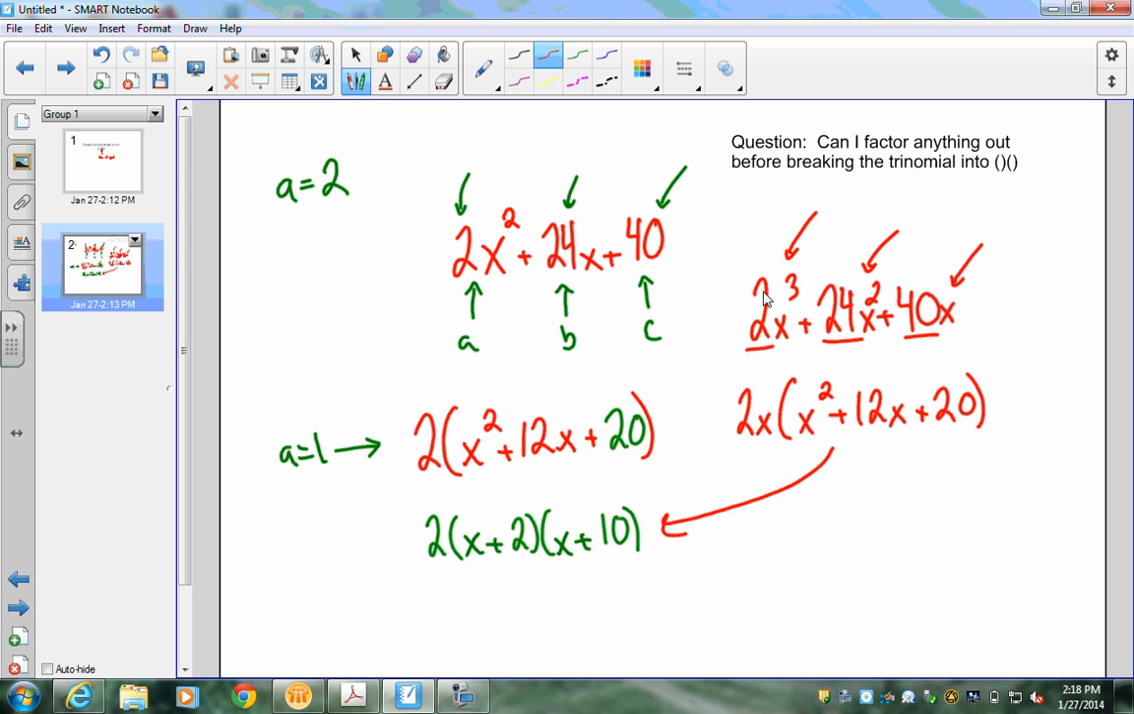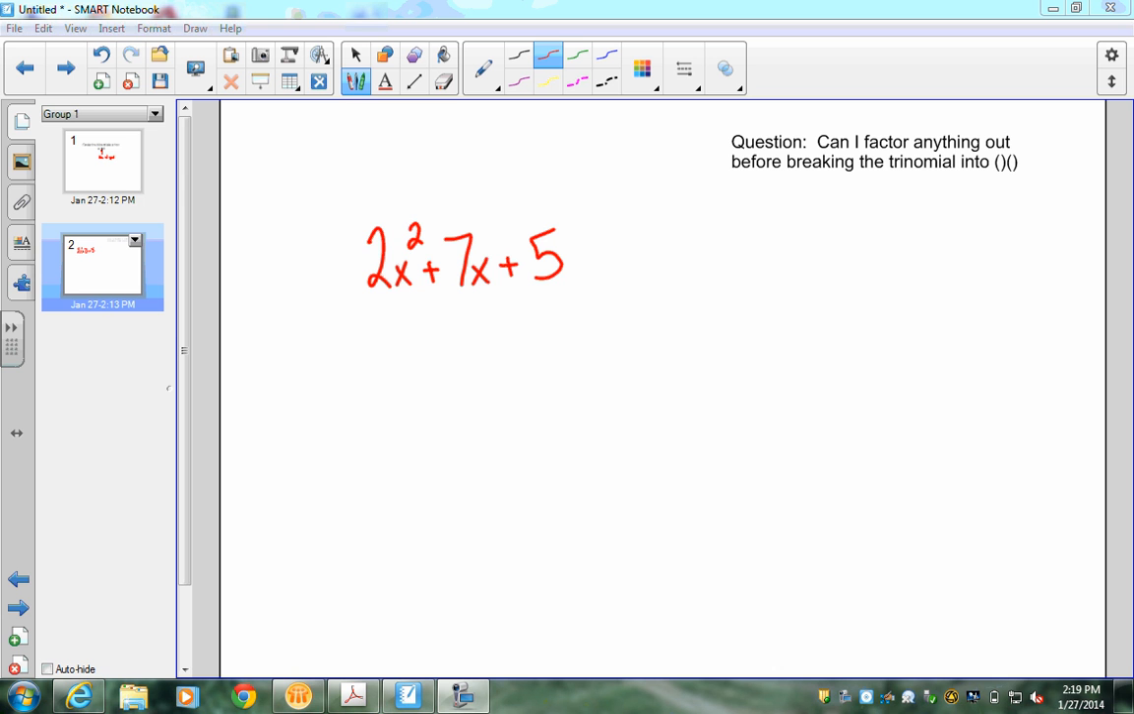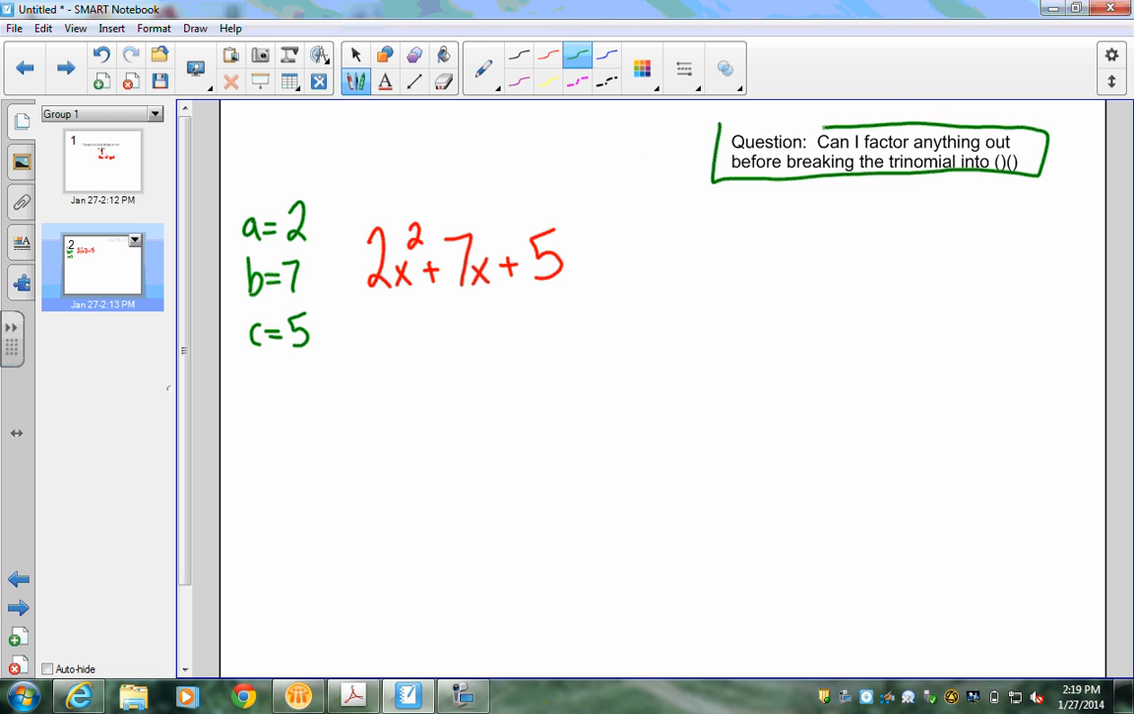Okay, so now that you know how to do that, let's turn up the difficulty a little bit. All right, here's our next example: 2x squared plus 7x plus 5. Once again, a is equal to something other than 1. So a is equal to 2, b is equal to 7, and lastly, c is equal to 5. Now, once again, our question still remains: can I factor anything out before breaking the trinomial into parentheses? And the answer in this case is no. There's no common factor in 2x squared, 7x, and 5. So that means we're going to have to break it up with a equaling 2.